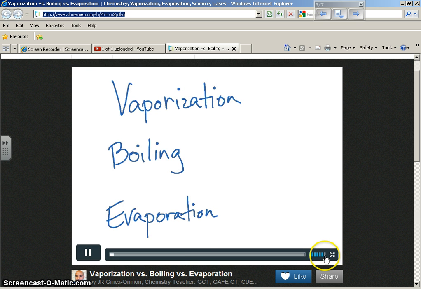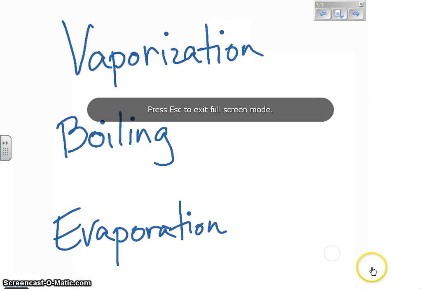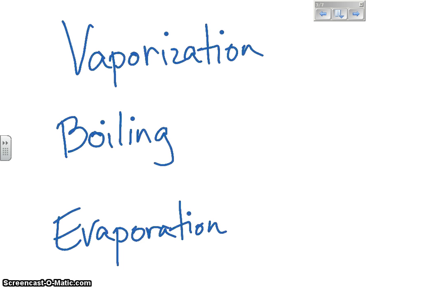Welcome back to Chem with Bill. Today we're going to take a look at these 3 vocabulary words and identify which one is the actual phase change. Well, if we look at the 3 things, it's easy to mistake all 3 of these as the phase change to go from liquid to gas.